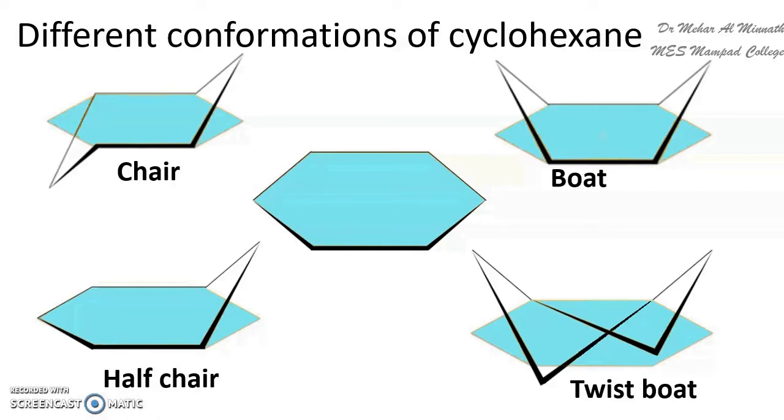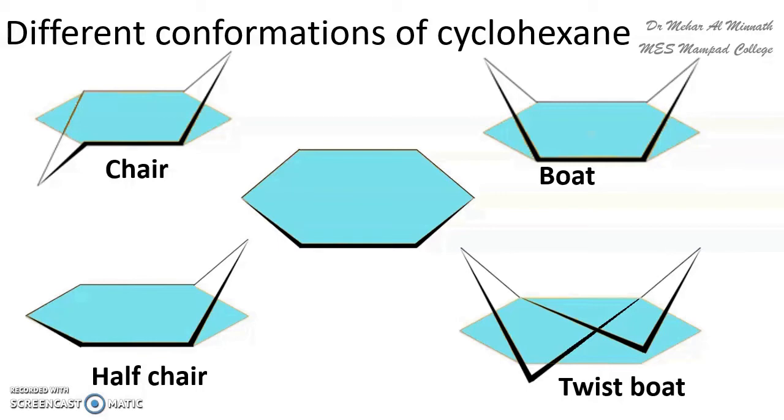Now let us see how this puckering happens, that is, how the chair form or boat form is formed. Remember, cyclohexane will undergo this change from chair to boat to half chair. All these conformations are formed during this puckering, or there will be interconversion of these conformations of cyclohexane. Let us see how that interconversion is happening.